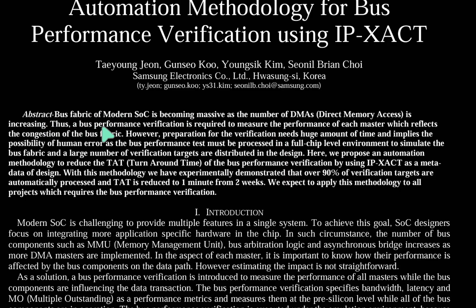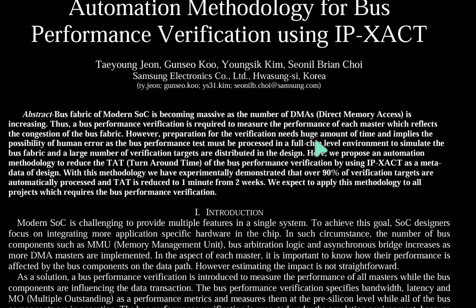Thus, the bus performance verification is required to measure the performance of each master, which reflects the congestion of the bus fabric. However, the preparation of the verification needs huge amount of time and implies the possibility of human errors, as the bus performance test must be processed in a full chip level environment to stimulate the bus fabric, and large number of verification targets are distributed in the design.